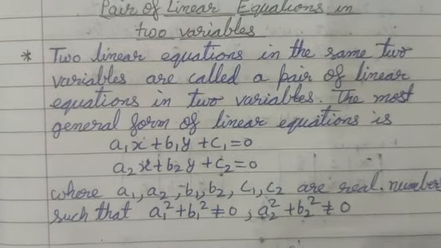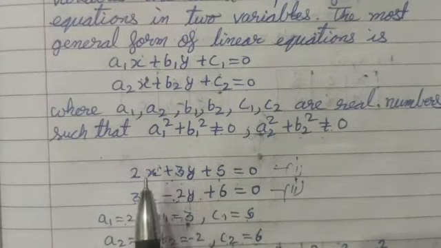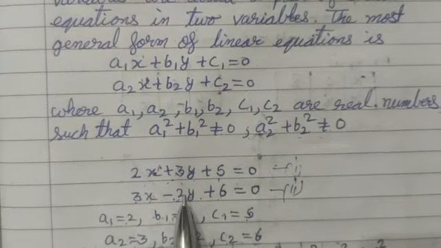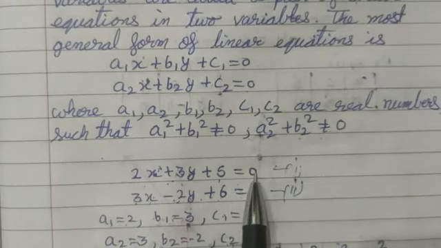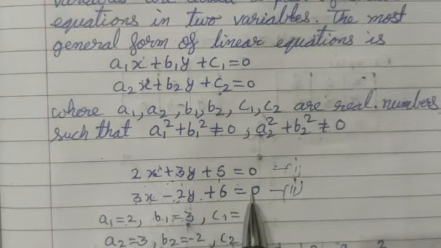Now let us understand this with the help of an example. Here I have taken two linear equations in variables x and y. First one is 2x plus 3y plus 5 equal to 0. Second one is 3x minus 2y plus 6 equal to 0.